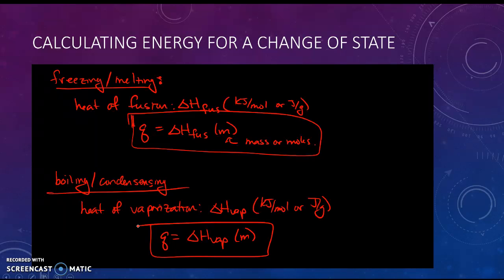And for a change of state, the temperature doesn't change. So the heat that we're adding or the heat that we get away goes towards either breaking intermolecular forces, or it gets dumped out after intermolecular forces are created. And there's no change in temperature that occurs. So there's no delta T in this. Okay, so with that in mind, we're going to go to heating curves.